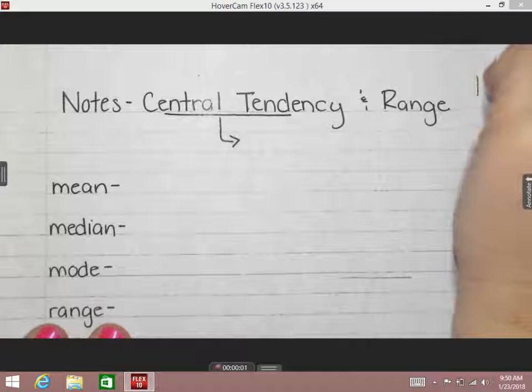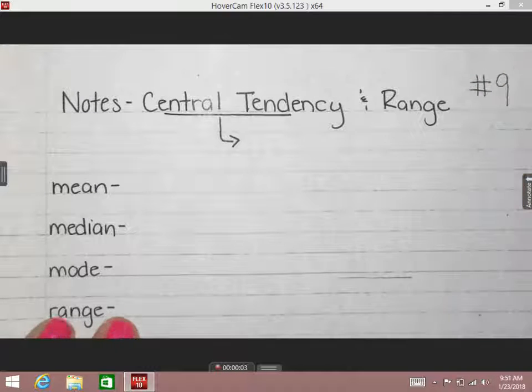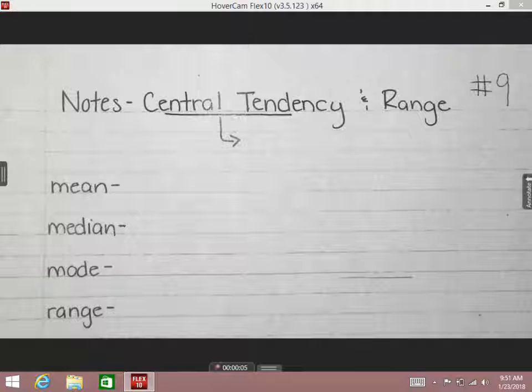These are going to be notes number 9. All right, we're going to be talking about central tendency and range. I want you to notice in the title, guys, we specify those as being two different things. That's going to be very important.